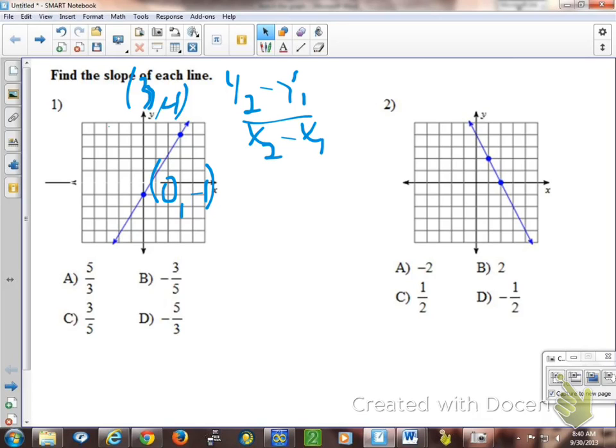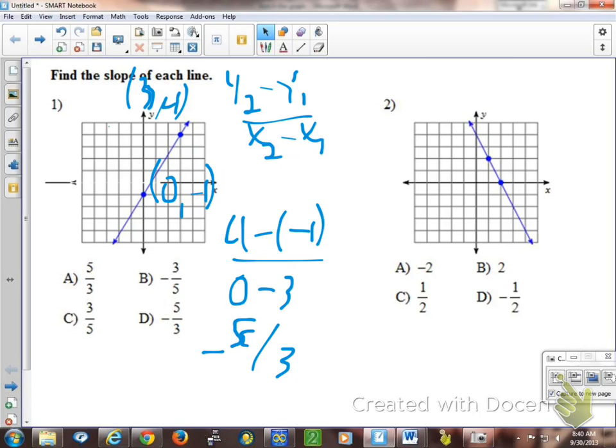So if you plug that into the slope formula, I'll use the top point first. 4 minus negative 1 over 0 minus 3, that's negative 5 thirds. Well, it's positive 5 over negative 3, which reduces to negative 5 over 3, which would be D. I'm just going to kind of sprint right through this unless you stop me with a question.